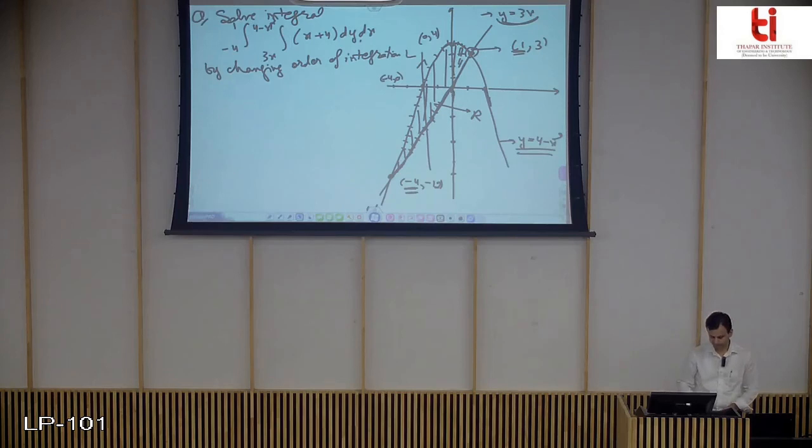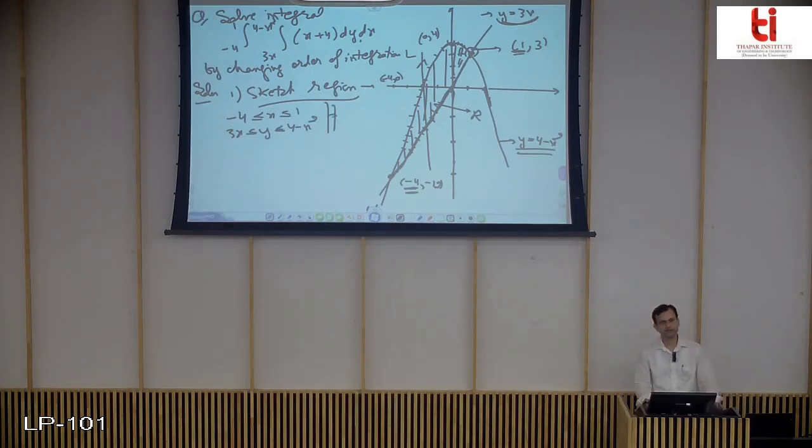So the first thing you will do in this question is sketch the region from the given limits of integration. The limits of integration are minus 4 less than x less than 1, and 3x less than or equal to y less than or equal to 4 minus x squared. So this is the region of integration that you will sketch. Here we have sketched the region of integration.